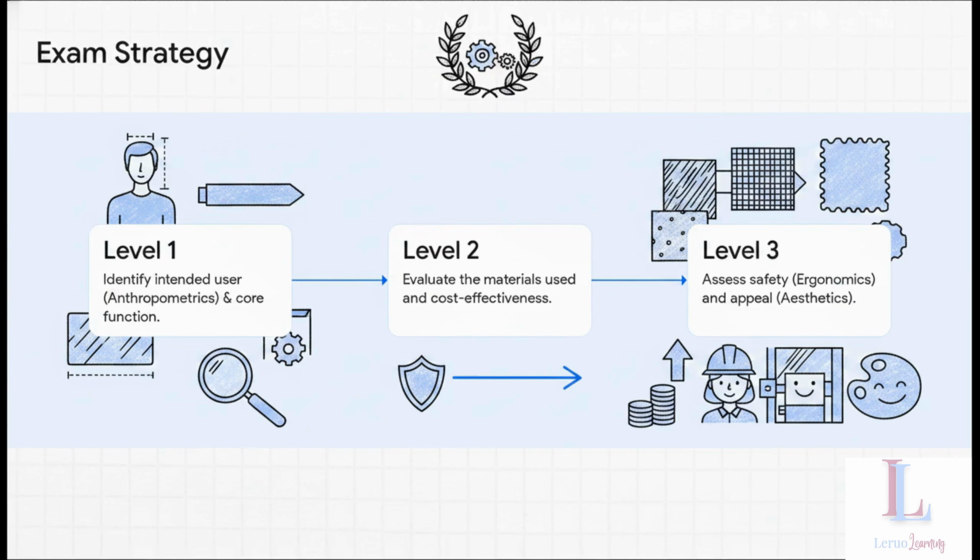Step 1. For those foundational level 1 questions, identify the intended user using anthropometrics and state the core function. Step 2. For level 2, you step up your game by evaluating the materials used and assessing cost effectiveness. And step 3. For those really tough level 3 questions, you need to critically assess the machine's safety using ergonomics and its visual appeal using aesthetics. If you structure your answers exactly like this, satisfying every single column of the rubric, you'll be well on your way to a perfect score.